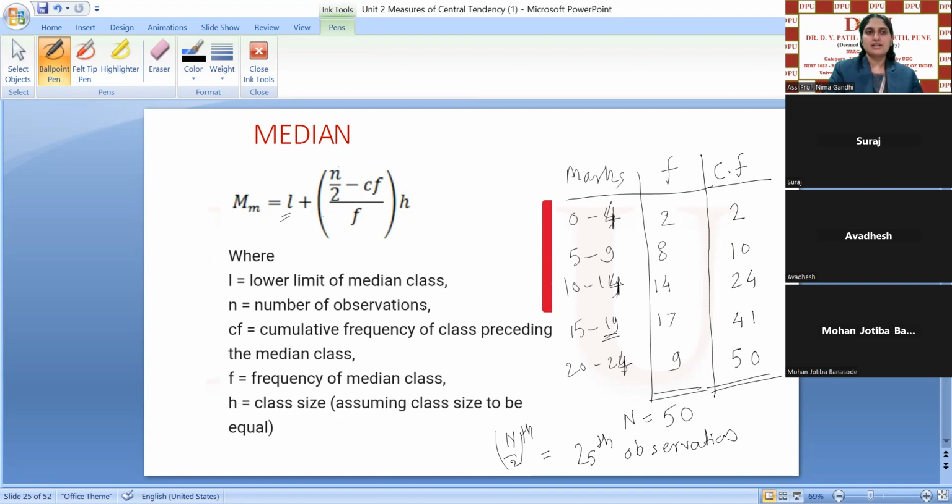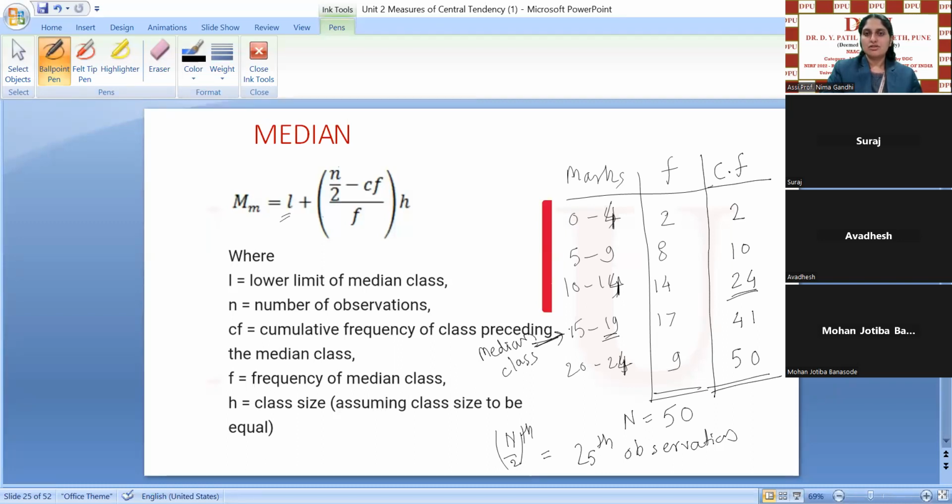You are interested in finding the 25th observation, which comes somewhere here. Below 14, there are 24 observations, right? So your 25th observation will come in the next class. So this is the median class. So first you have to find out the median class.